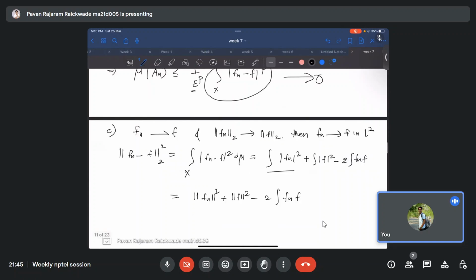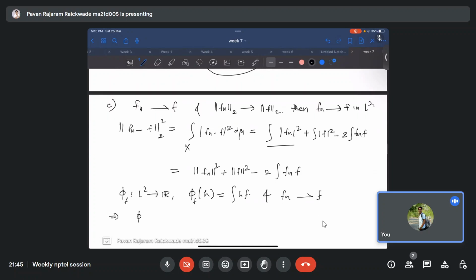Same as before, you can think of the function phi F from L2 to R as phi F of any element h equals the integral of hF. This is a continuous linear functional, and what we have is Fn converges to F weakly. That means phi F of Fn converges to phi F of F. That means the integral of Fn F converges to the integral of F F, which is just norm F squared.